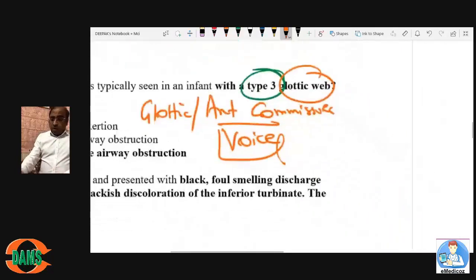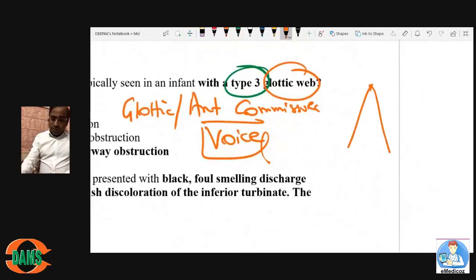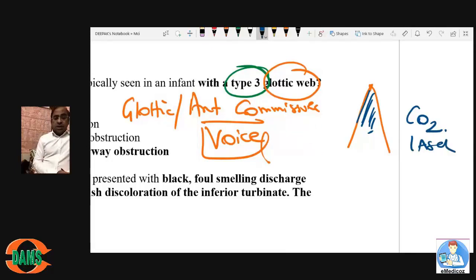What is the treatment of this congenital web between the vocal cords? There will be fibrous tissue, so we remove it with the help of CO2 laser. Always remember, the worth-remembering point is that it is commonly seen at the anterior commissure, and it is because the glottic area is involved. The voice has to be changed.